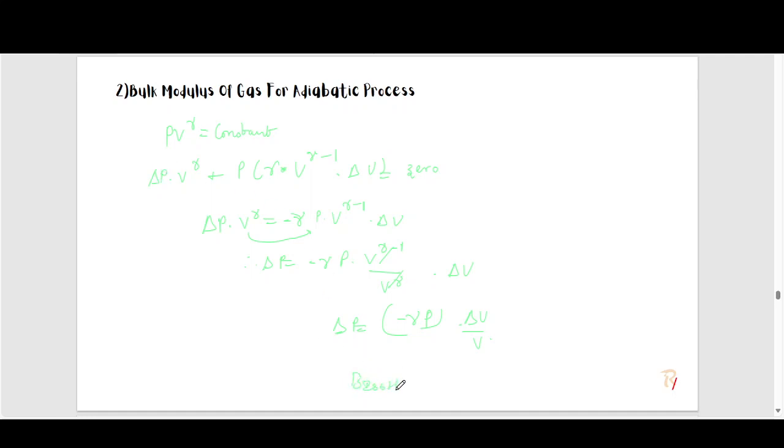Bulk isothermal, sorry. Bulk adiabatic gives us gamma P, since B equals minus V del P upon del V gives us the bulk modulus.